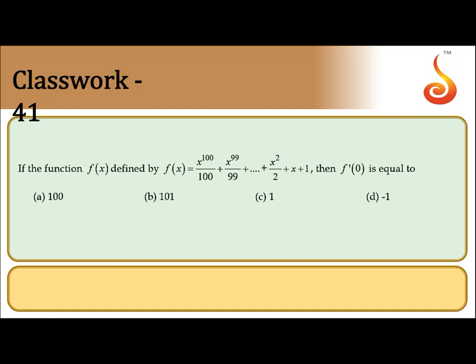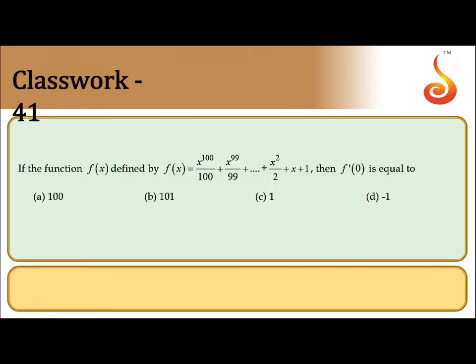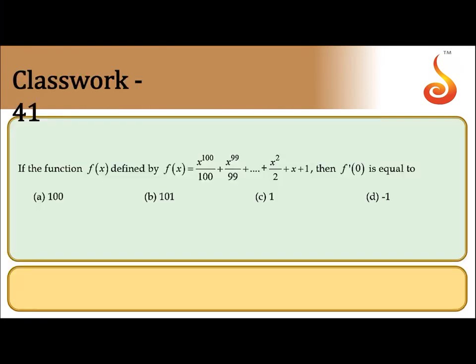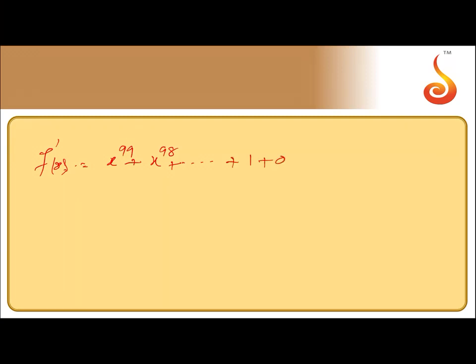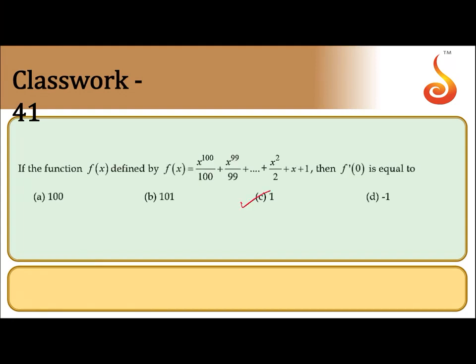Coming to the next, 41: f of x is equal to x to the power of 4. Clearly, when you find the derivative, f dash of x will be x to the power of 99, x to the power of 98, x to the power of 97 and so on. Lastly, you'll get the derivative of x as 1 plus 0. You are required to find the value at the point x equals 0. Substituting 0, you'll get only 1. So the answer is 1.